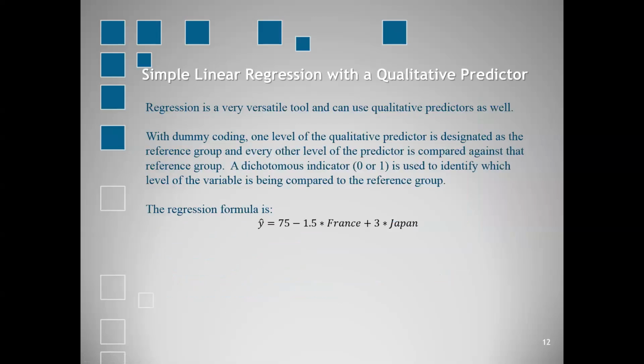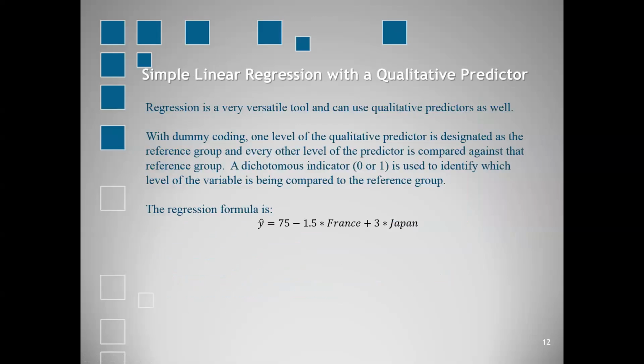So far, we've discussed making predictions using a quantitative predictor. We've used the quantitative variable height to predict weight. We've used a quantitative variable, age, to predict length of stay. As I said earlier, regression is a very versatile tool, and that means we can use qualitative predictors in regression models as well. This is done through a process called dummy coding.